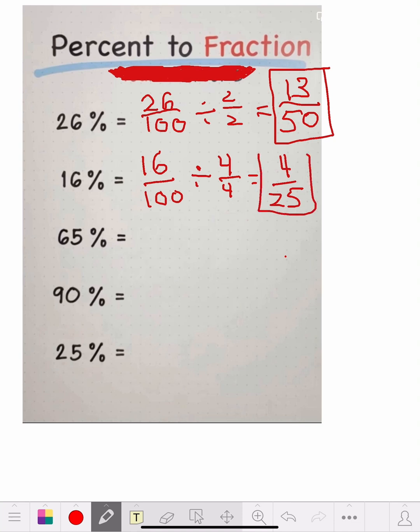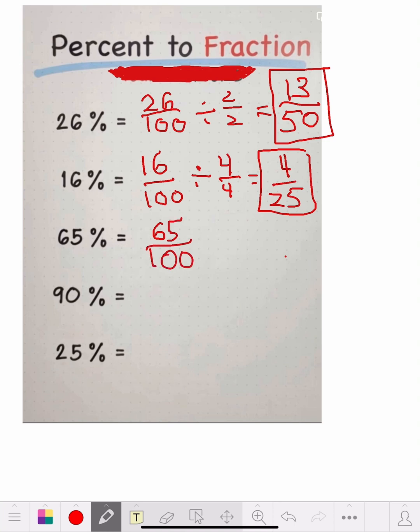Now, we could have got there by doing 2. Okay? 2 would have went into it, and we would have had 8 over 50. And then that's still even. So 2 will go into the 8 4 times, so we would have got the same thing. Okay? Now, next one, we do 65 over 100.